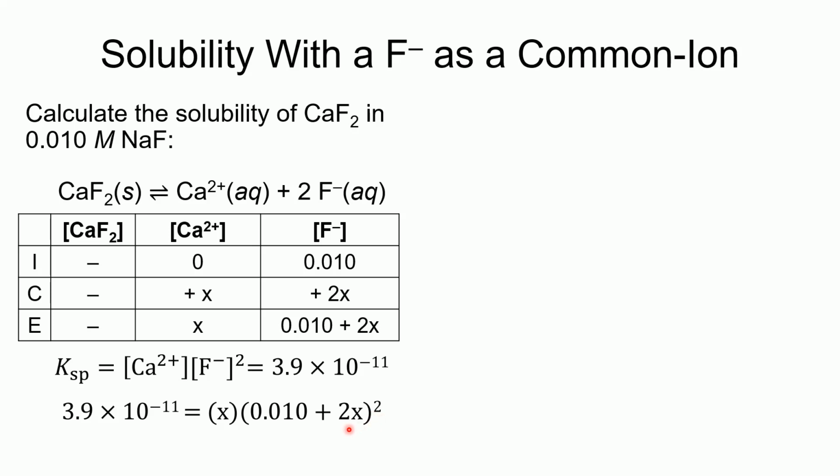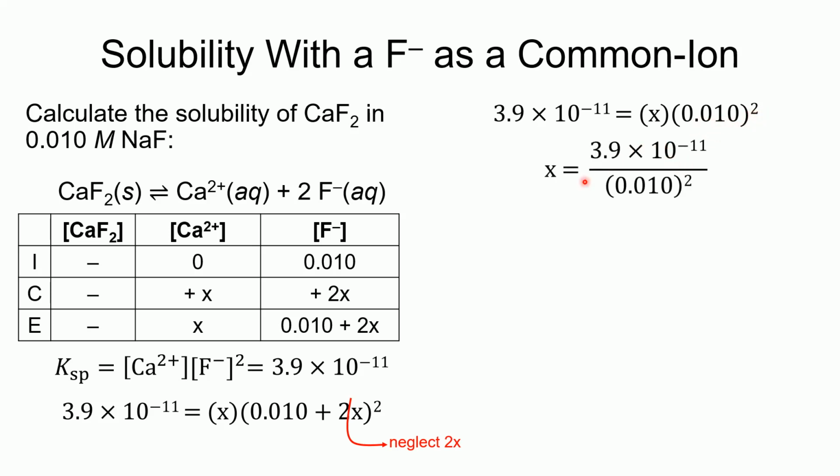Well, much like what we've been doing when we neglect x, we can also neglect 2x, right? If x is small compared to the thing we were adding it to, 2x is probably still small, and it turns out it definitely is. So here we are going to neglect 2x. And so we will get 3.9 times 10 to the negative 11 is equal to x times 0.010 squared. And so now we get this: 3.9 times 10 to the negative 11 divided by 0.010 squared. And that gives us a value of x of 3.9 times 10 to the negative 7.